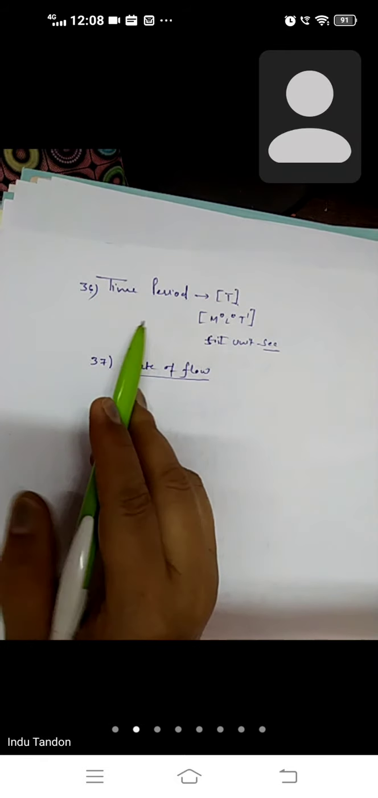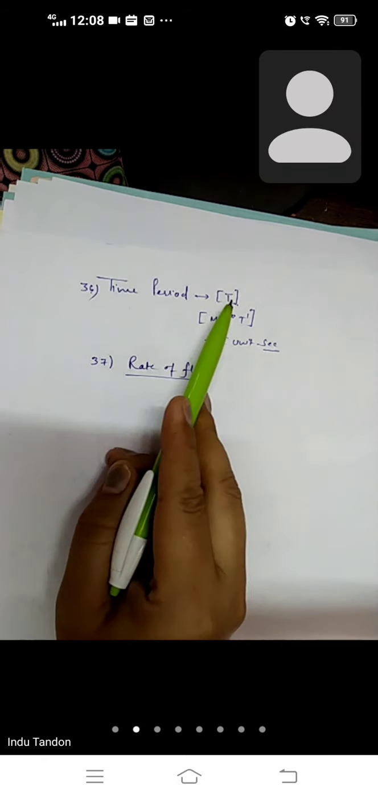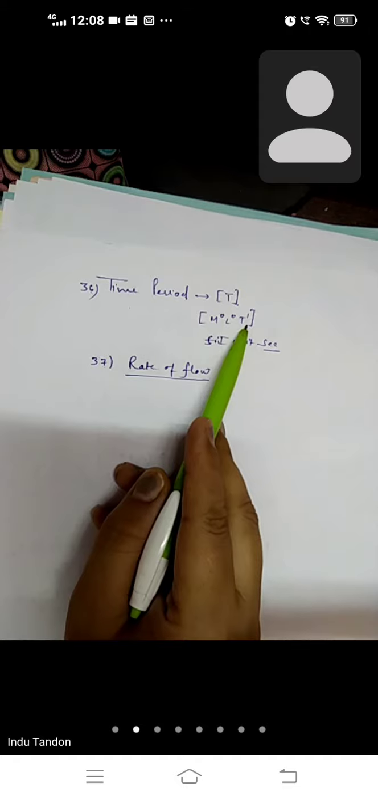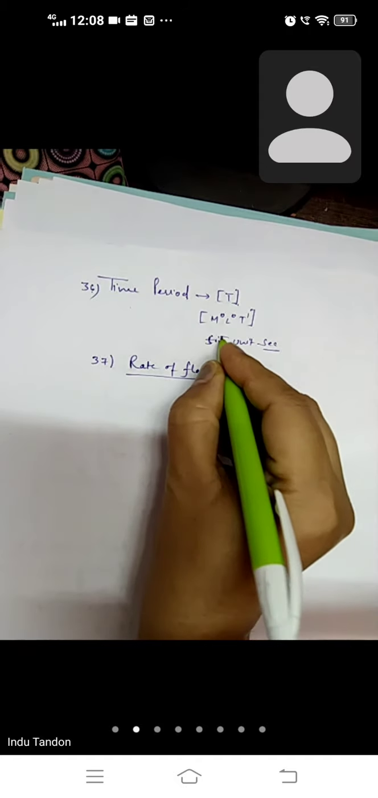First quantity we have discussed, time period, that is T, M0 L0 T1, and its SI unit is second.